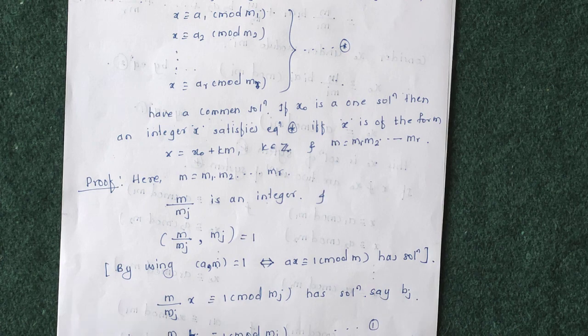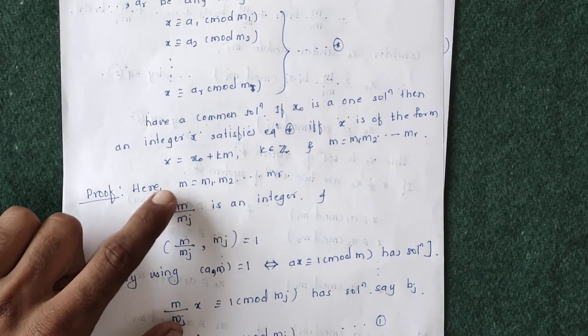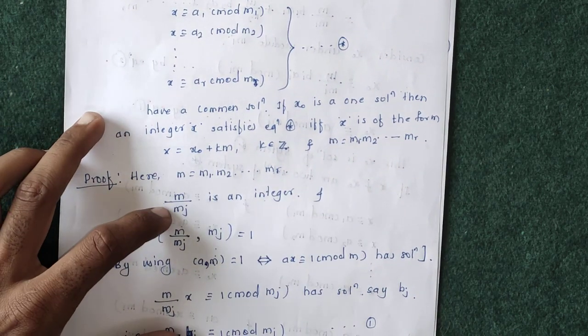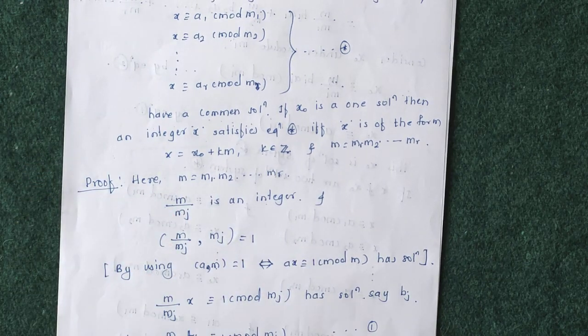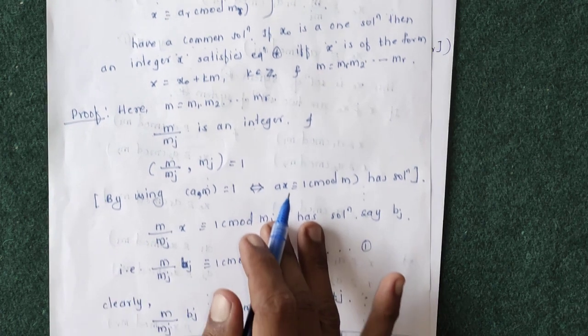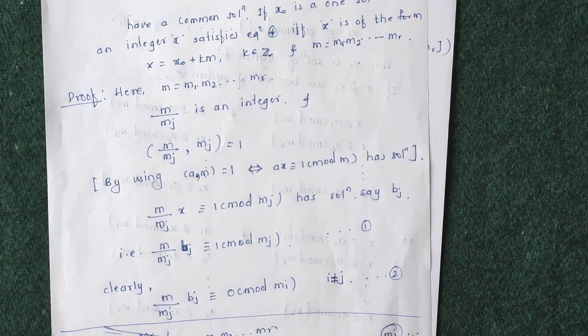Here we have given m is of this form, and by dividing this m by mj, we get m by mj as an integer, and taking the GCD of m by mj with mj, which is equal to 1, and using this result we can write m by mj into x is congruent to 1 mod mj, and this congruence has a solution. That solution will be bj, then that bj satisfies this congruence, so we can write m by mj into bj is congruent to 1 mod mj.